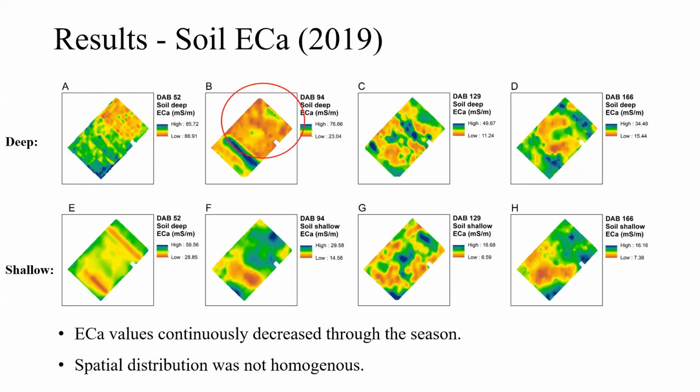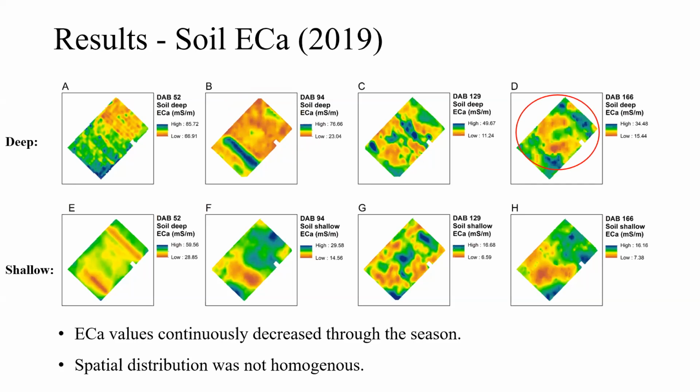The same spatial pattern was evident at 94 DAB, although there was a smaller portion in the southeastern section of the vineyard having a relatively higher ECa. At 129 DAB, the spatial pattern observed previously became not evident. It was like everywhere. And at 166 DAB, when harvest started, the central section showed lower ECa compared to the rest of the vineyard.